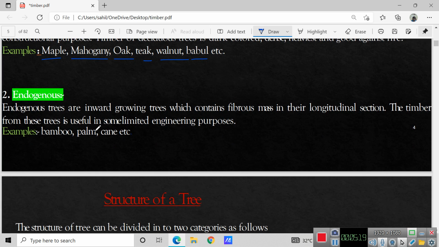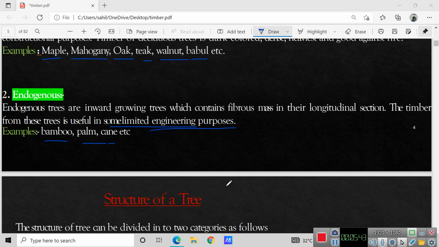Now endogenous trees. You can see endogenous trees are inward growing trees which contain a fibrous mass in the longitudinal section. The timber from these trees is useful in some limited engineering purposes. So endogenous trees have limited use in engineering purposes, and prominent examples of endogenous trees are bamboo, palm, cane, etc.